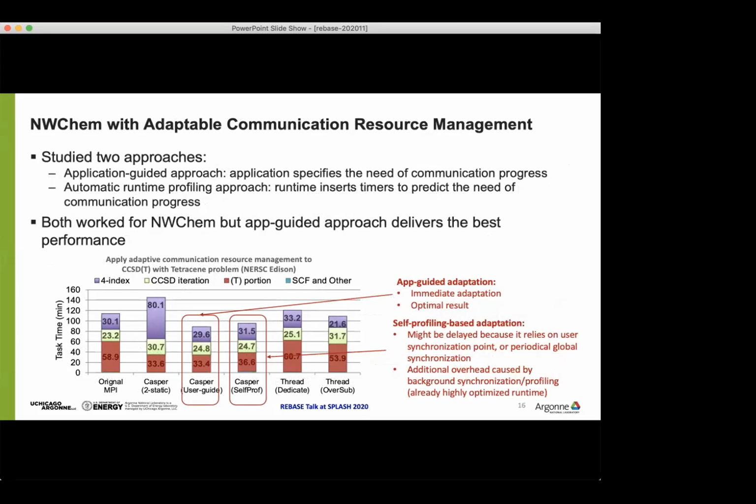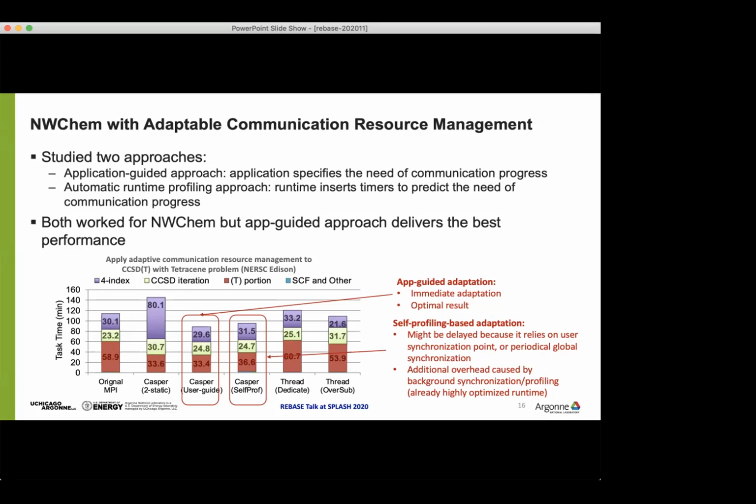We studied several different approaches to dynamically manage the CPU resource for computation and communication. We did an application-guided approach, which essentially means we let the application expose information about how many resources it needs to issue a communication. For example, if the application knows it will be very computation intensive, then it will require more cores for computation rather than communication. We also did a pure automatic, runtime profiling based approach. At runtime, we insert timers and predict the need for communication resources for the upcoming phases.